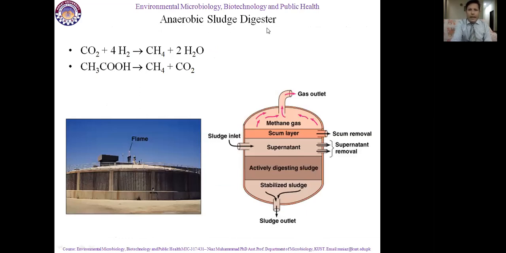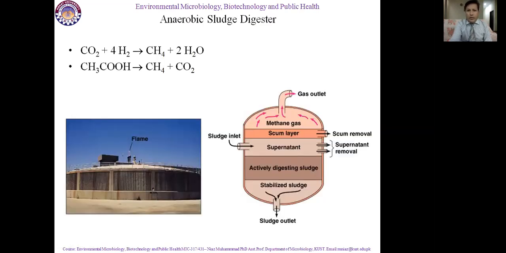So what happens in anaerobic sludge? This is a routine anaerobic sludge, which has an indicator flame burned by methane, CH4, which is produced from the anaerobic sludge, and the other water is collected. So carbon dioxide plus hydrogen will form CH4 and H2O. CH4 is a flammable gas which can be used for domestic purposes, and such organic compounds are also converted into CH4 plus carbon dioxide. So this is the function of the anaerobic sludge digester.